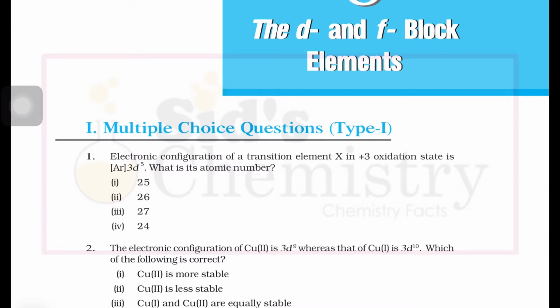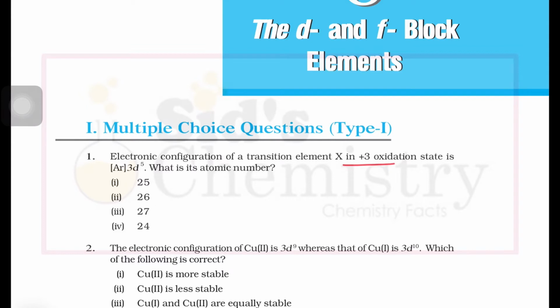Number 1. Electronic configuration of a transition element in +3 oxidation state is [Ar]3d5. What is its atomic number? Friends, [Ar]3d5 is the electronic configuration in the +3 oxidation state, and therefore we have to see that 3 electrons are already removed in the electronic configuration shown.